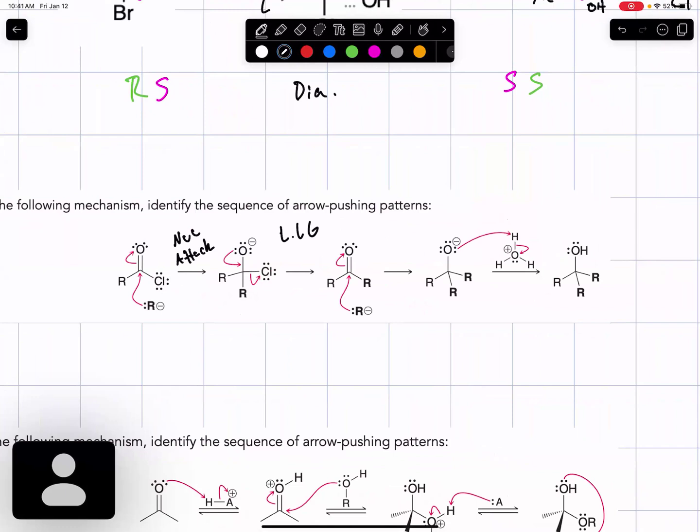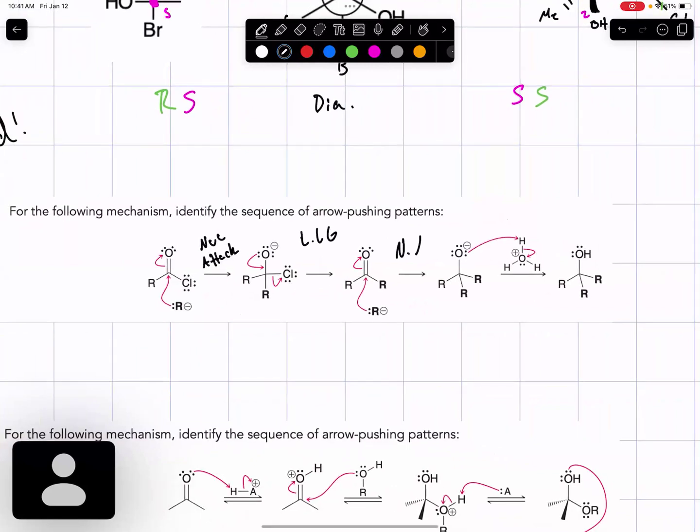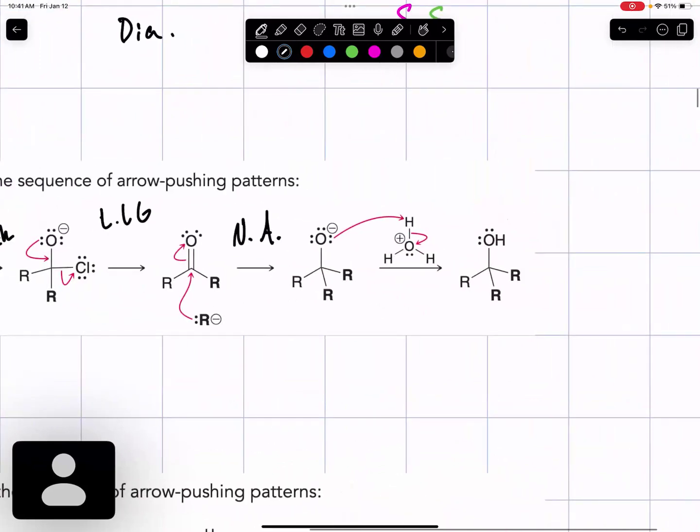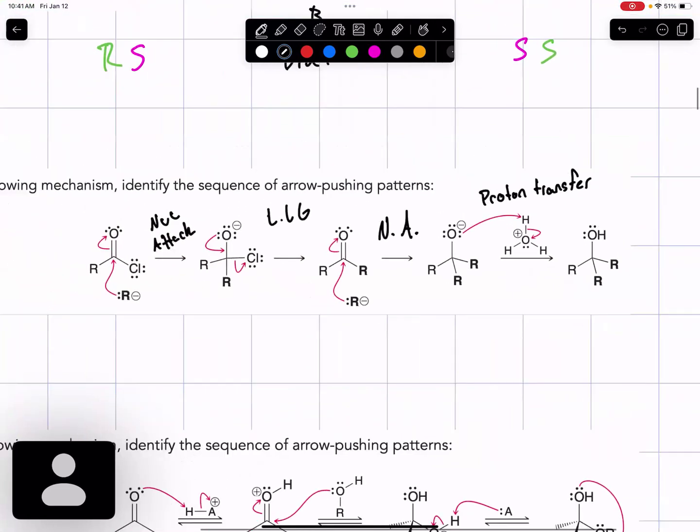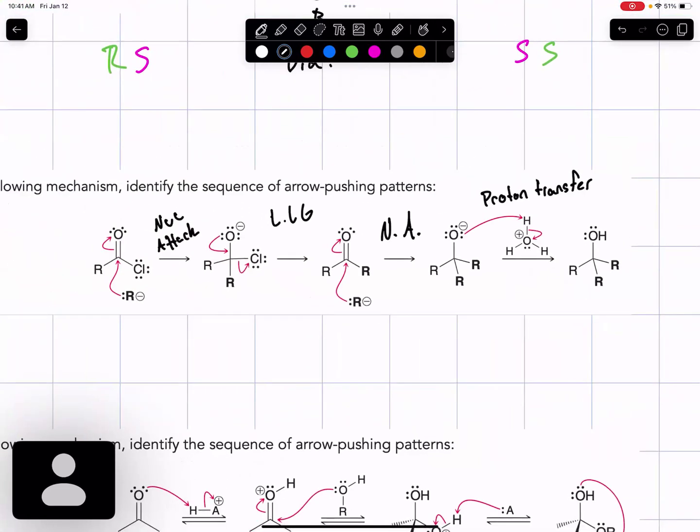What's next? Nucleophilic attack. Same thing, nucleophilic attack. And final step. Proton transfer. Exactly. Proton transfer. Easy. And if you guys are curious, this is just a simple Grignard mechanism.